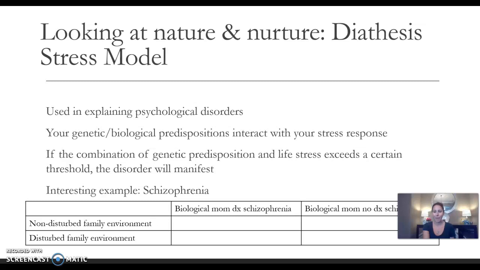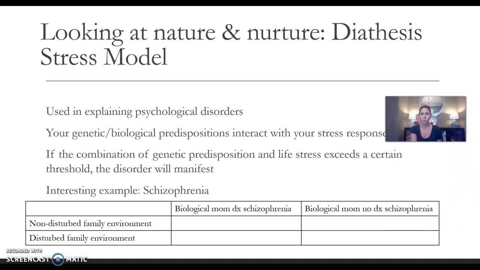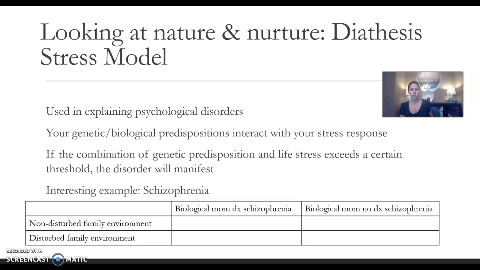Alrighty, welcome back to part 2 of our discussion of biopsychology. So we were talking about epigenetic effects and situations where your environment kind of interferes with the way that your genes are going to be expressed.